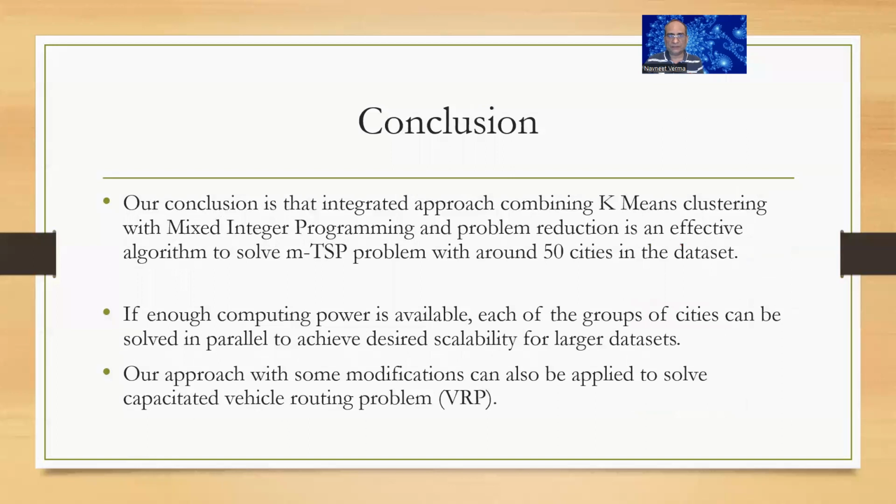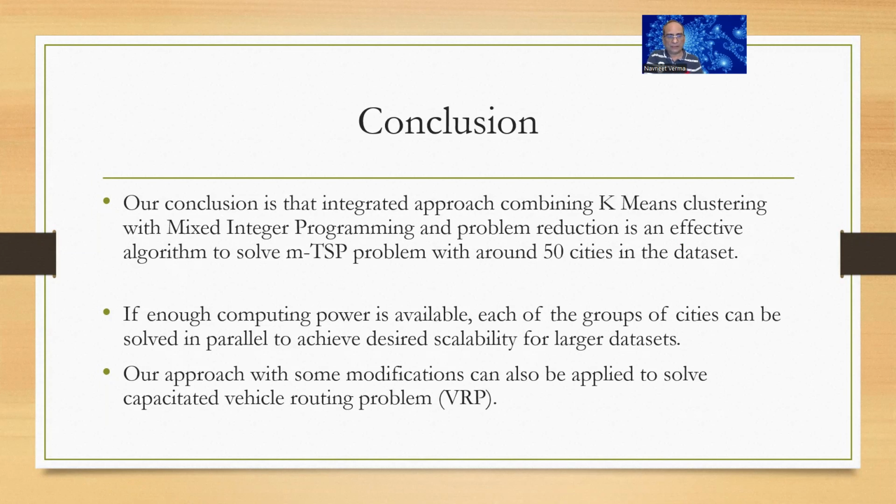So our conclusion is that the integrated approach combining k-means clustering with mixed integer programming with reduction is an effective way to solve the MTSP problem for around 50 cities. With the caveat that we haven't tested with more cities, that's the main conclusion here. And if enough computing power is available, each of the groups of cities can be solved in parallel, so we can use parallelization to achieve the desired scalability for larger data sets.